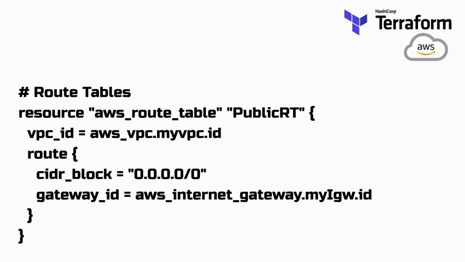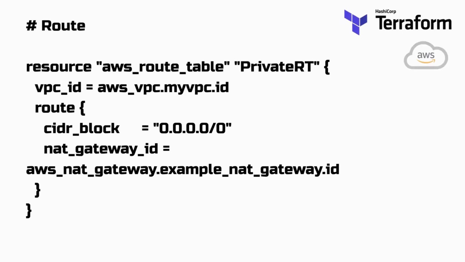Now, I need to configure route tables for my VPC. Route tables are critical because they determine how traffic moves in and out of subnets. Here, I'm creating a route table for the public subnet. Notice the route. It points all outbound traffic, represented by 0.0.0.0/0, to the internet gateway. This means instances in the public subnet can communicate directly with the internet.